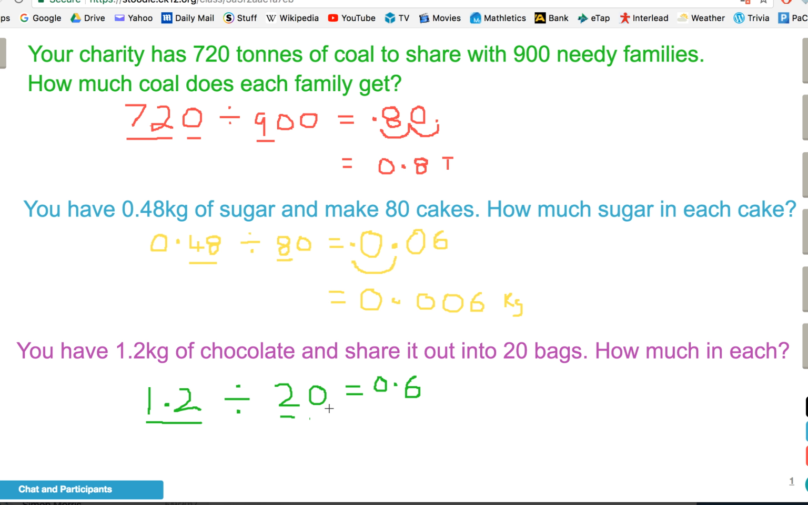But again, stop and think. We shouldn't have divided it just by 2. We were dividing by 20. So we need to move our decimal point 1 place back. So it's going to become 0.06 kgs per bag. So when you're weighing it out, you'd weigh out 0.06 kgs into each of your 20 bags, and that would give you 1.2 kgs in total.